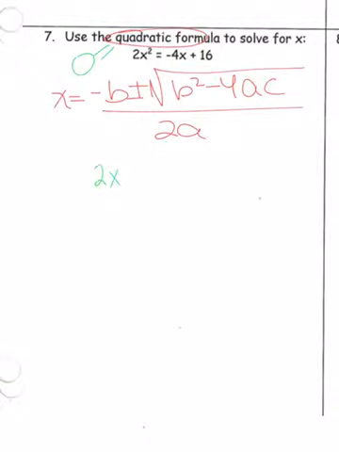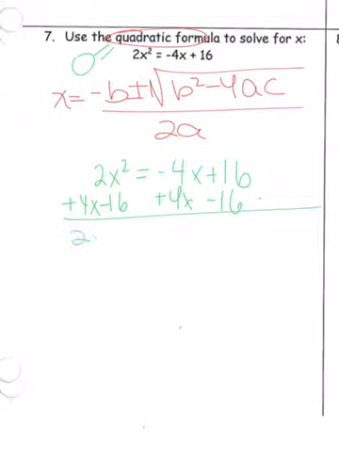So I have 2x squared equals -4x plus 16. This is not in standard quadratic form. I've got to bring over the 4x, and I've got to subtract the 16 over. Don't forget, guys, this whole thing is going to equal 0, even though these things up here cancel.